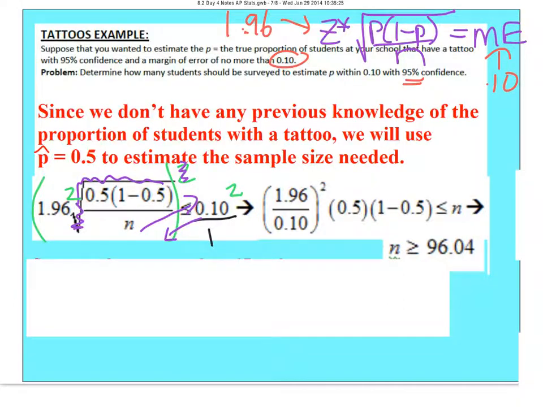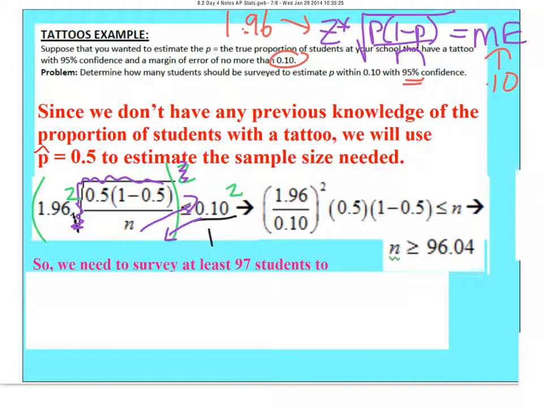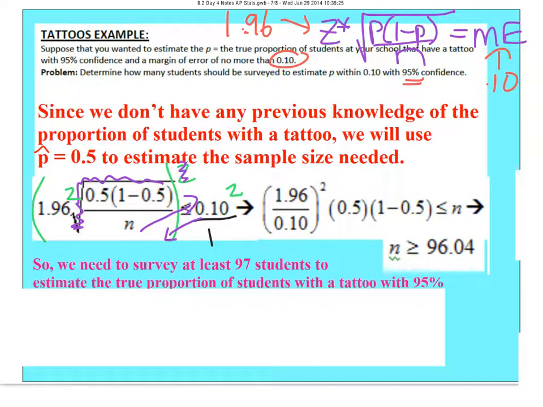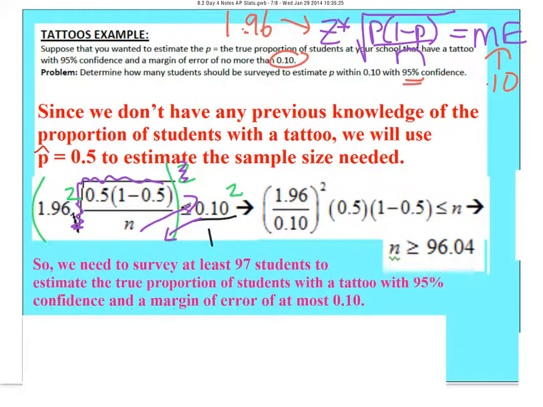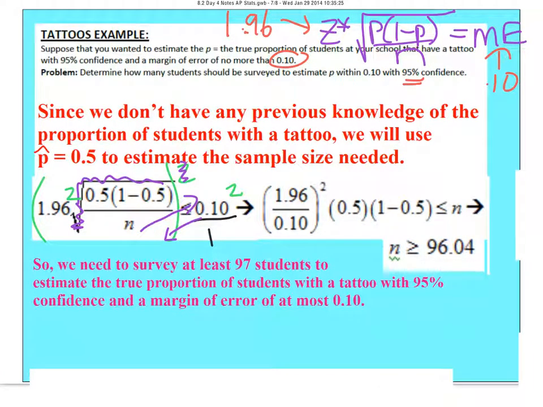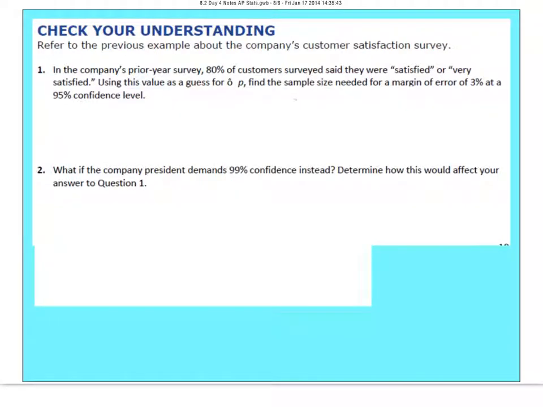Can we conclude from this? So we need to survey at least basically 97 students to estimate the true proportion of students with a tattoo with 95% confidence and a margin of error of at most 10%. And again, if you're struggling with solving of this at any nature, please come and see me and I'll help you. Let's wrap it up with checking your understanding.